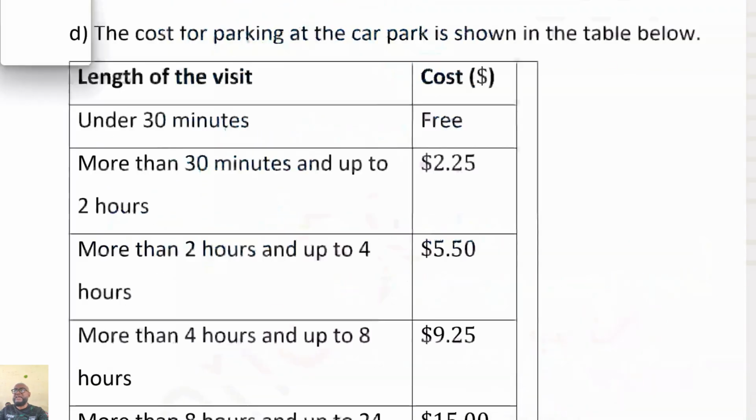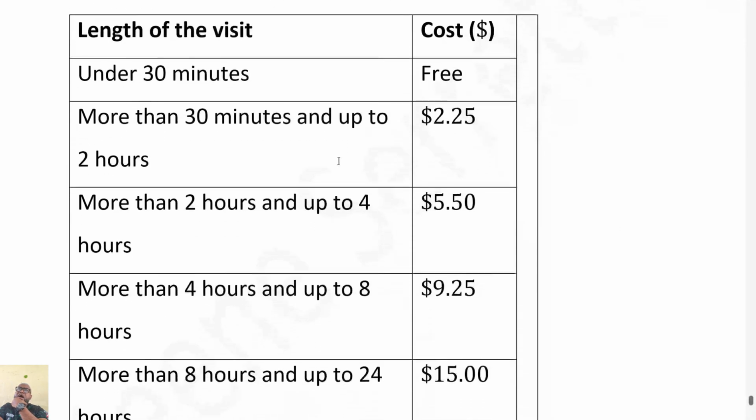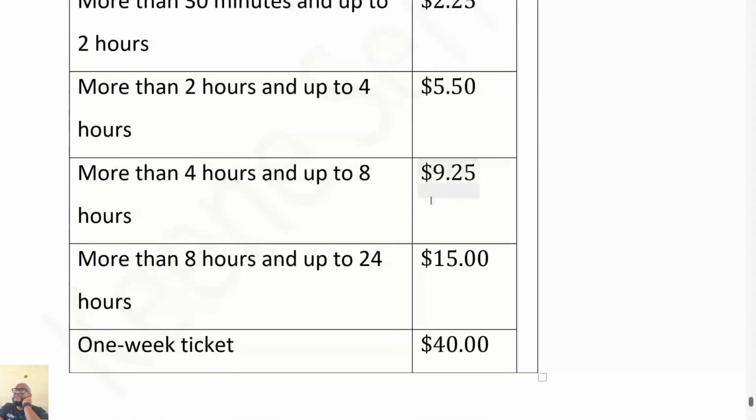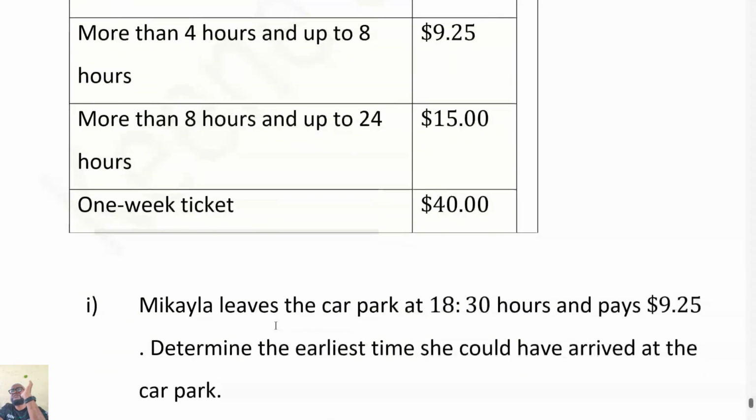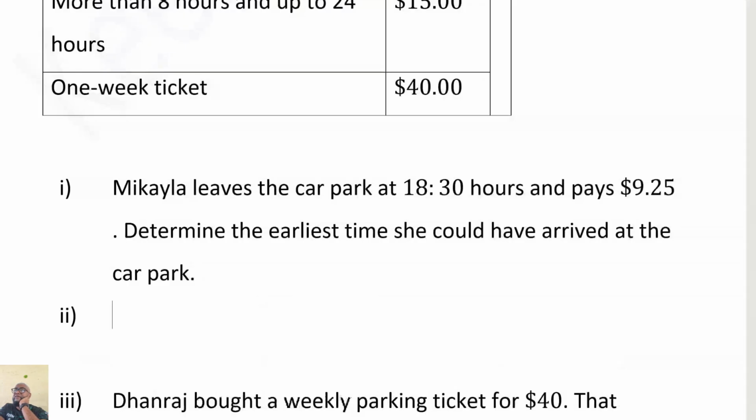I wanted the last part there. The cost of parking at the car park is shown in the table. So under 30 minutes is free, 30 minutes to 2 hours, this; 2 to 4 hours will be this; 4 to 8 hours, this; 8 to 24 hours is this; and for a whole week you could just pay $40, right? So Mahalia leaves the car park at 1800 hours and pays $9.25, determine the earliest time she would have arrived.